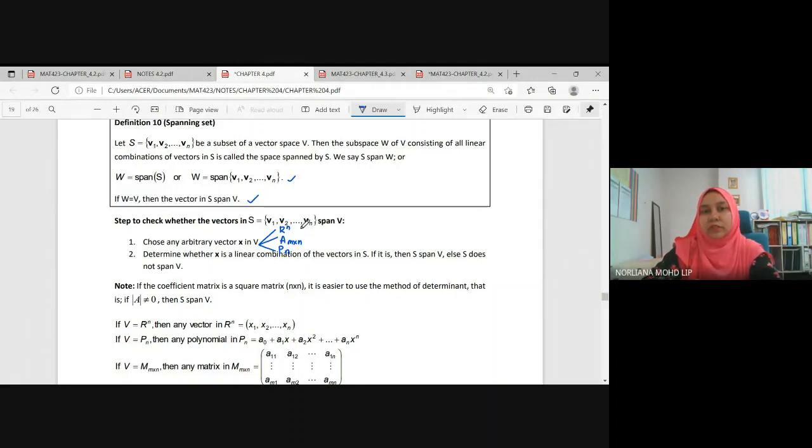For example, if the question gives a vector in R2, the arbitrary vector x in V, we can let x equal (x, y), a vector in 2-space. Or if the question is given in 3-space, R3, then the arbitrary vector x is (x, y, z).